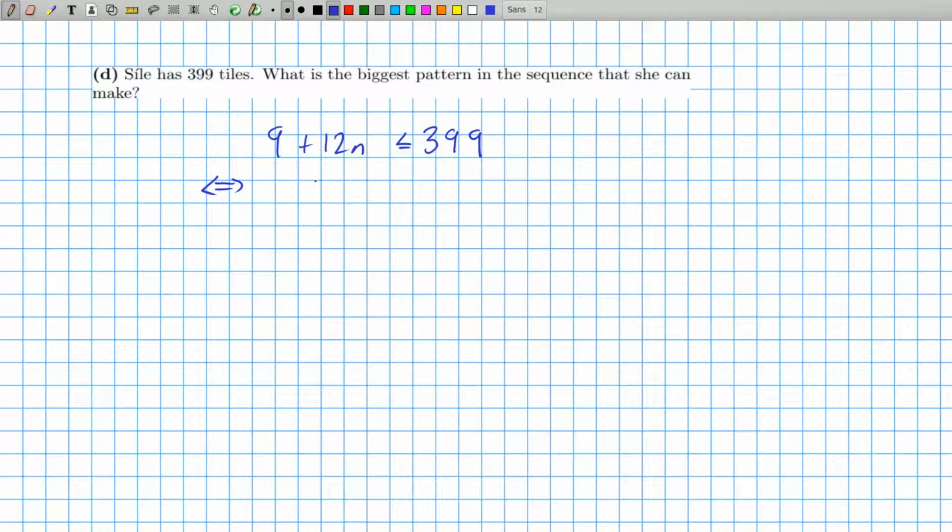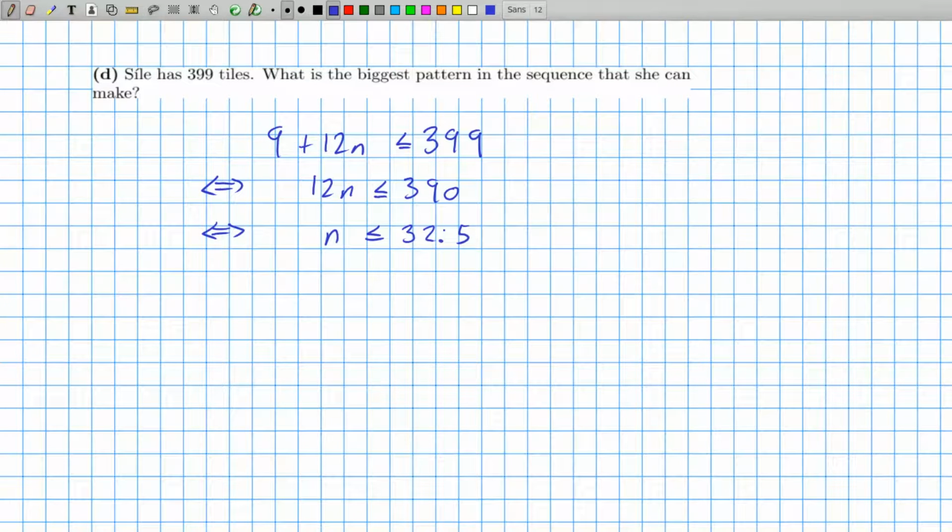So subtract 9 from both sides. 12n is less than or equal to 390. Divide both sides by 12. We get n is less than or equal to 32.5. So if we made the 32.5th pattern, it would take 399 tiles.